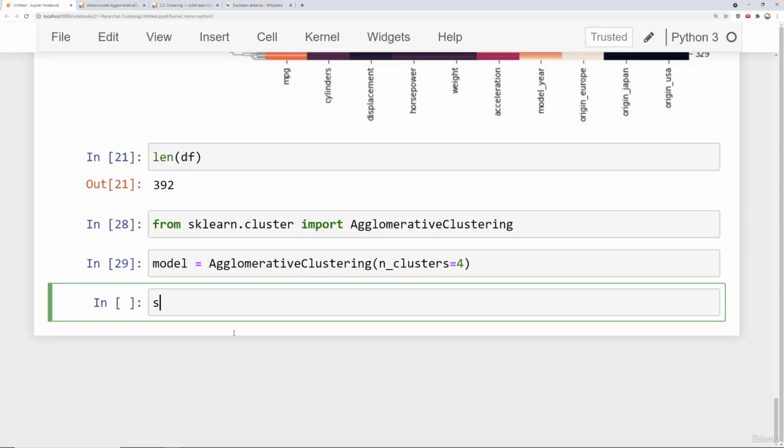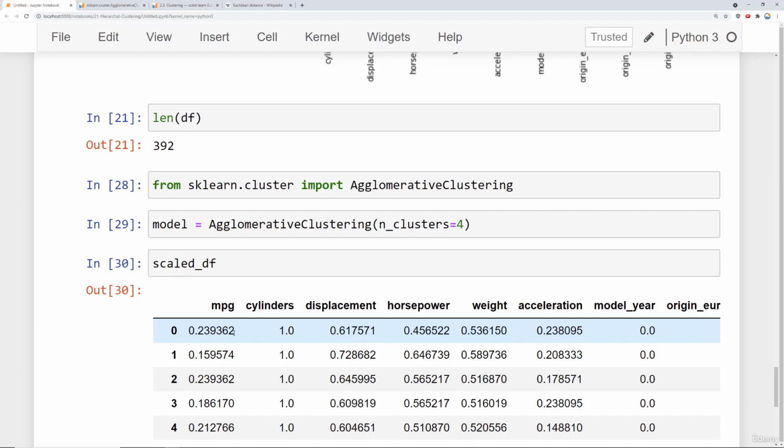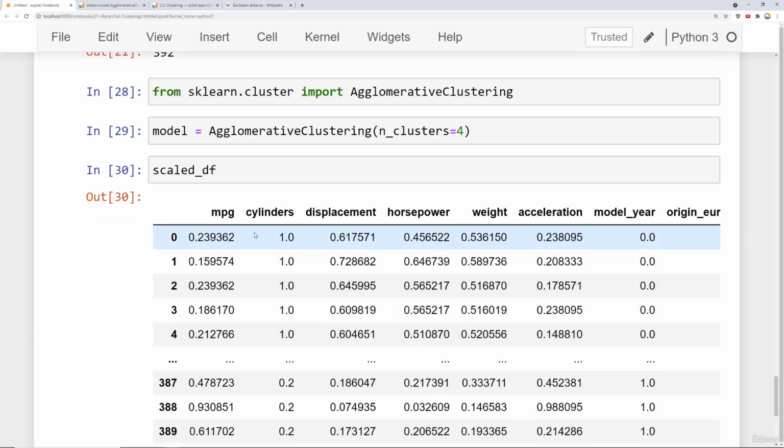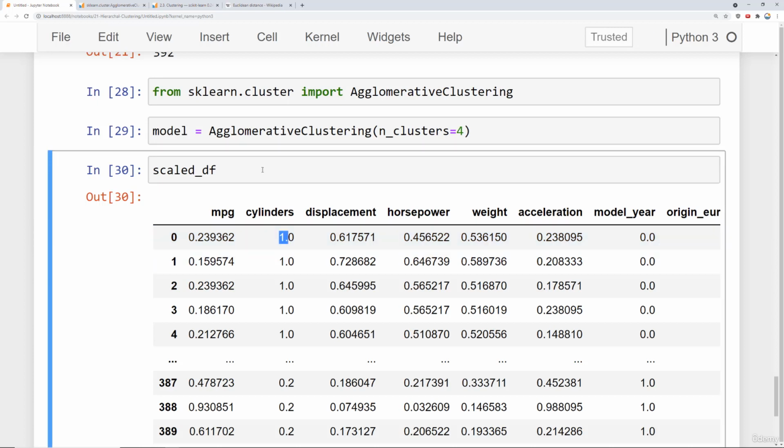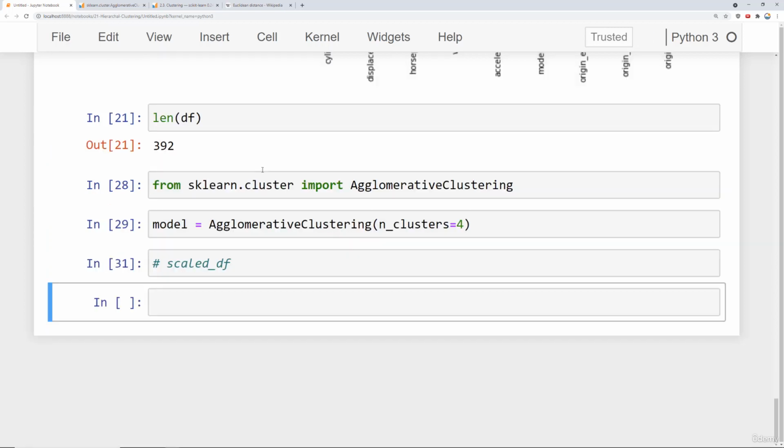Okay. And then recall that we have the scaled version of our data frame. And the scaled version of our data frame uses min-max scaling, so the lowest possible value is 0, and the highest possible value is 1. So something to keep in mind, that we have this scaled version of our data, and to get the cluster labels, it's pretty simple. We're just simply going to say cluster_labels is equal to model.fit_predict, and then we just pass in scaled_df.